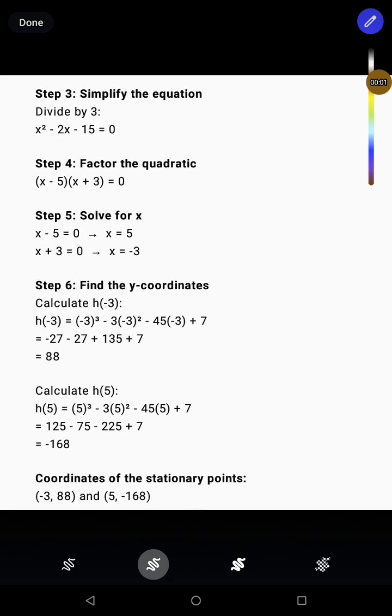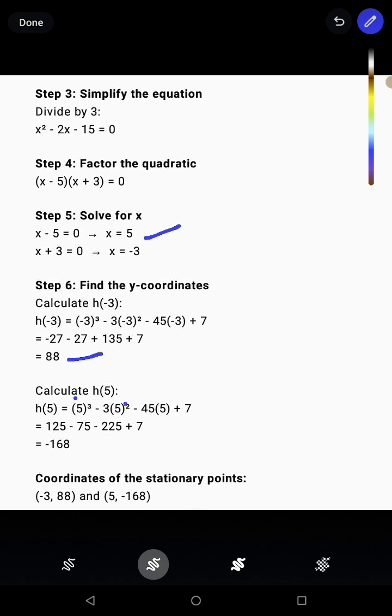Now we continue with this. We already have this. So the next thing is to substitute 5 into our function, which is x raised to power 3 minus 3x squared minus 45 times x plus 7. When you substitute it, you get 5 raised to power 3 minus 3 times 5 raised to power 2 minus 45 times 5, then plus 7. When you simplify this, 5 raised to power 3, 5 times 5 times 5, 125.